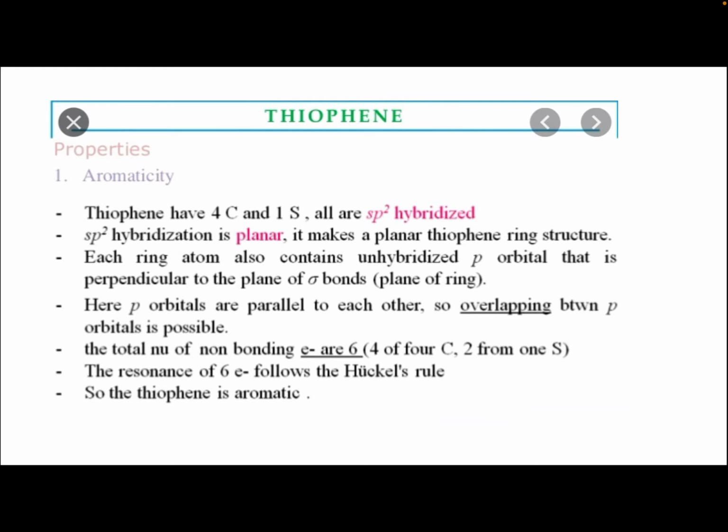Thiophene aromaticity. Thiophene has 4 carbons and 1 sulfur. All are sp2 hybridized. sp2 hybridization is planar, so it is a planar molecule. It makes a planar thiophene ring structure. Each ring atom also contains an unhybridized p orbital that is perpendicular to the plane of the sigma bonds, that is the plane of the ring. Here the p orbitals are parallel to each other, so overlapping between p orbitals is possible.